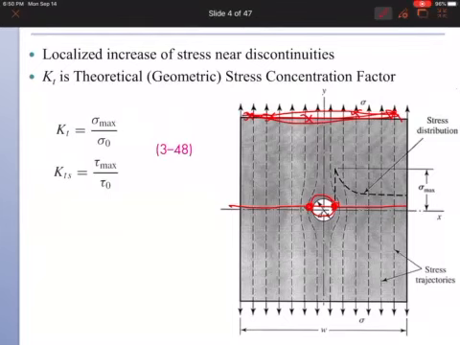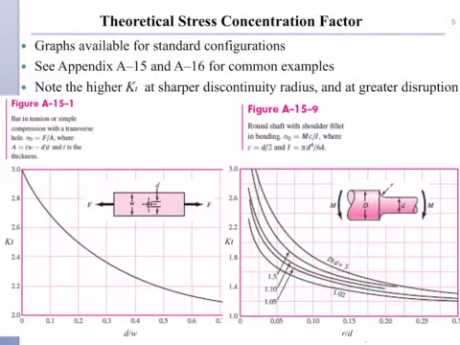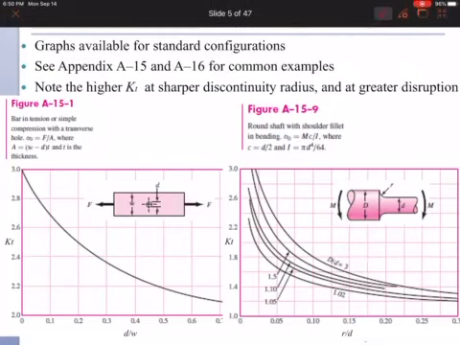To increase the stress in our calculation, we add a stress concentration factor. Okay? So the stress concentration factor can be calculated or can be found based on the shape and type of stresses. You can use appendix A15 and A16 for common examples. This appendix is in your textbook, Shigley Mechanical Engineering Design. So I have two different examples here. One for normal stress in a plate with a hole.